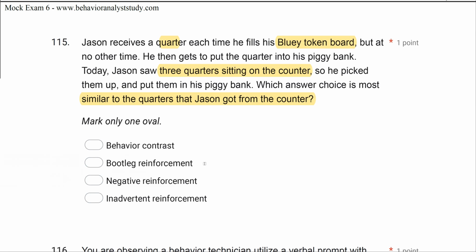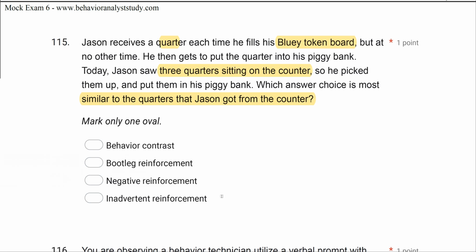In this case, Jason got quarters even though he never filled his token board. It's bootleg reinforcement. What's not negative reinforcement? C, right? Because he gained the quarters, nothing was taken away. And inadvertent reinforcement, you could probably describe it like that, right? If we wanted to use less jargony.